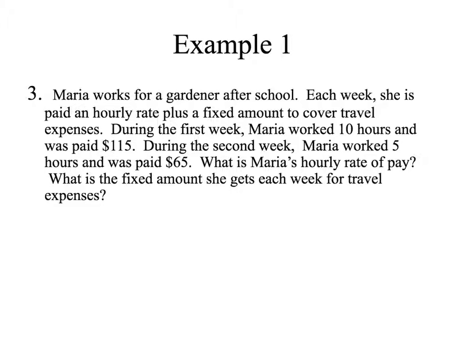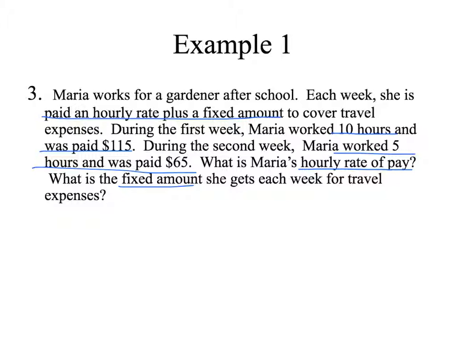So now that you've had a chance to try number 3, I'm going to work it all out for you. Remember that our steps are to underline, identify, set up, solve, and label. So Maria works for a gardener after school. Each week she is paid an hourly rate and a fixed amount. During the first week she worked 10 hours and was paid $115. Second week, 5 hours, was paid $65. We want her hourly rate of pay and we want the fixed amount.